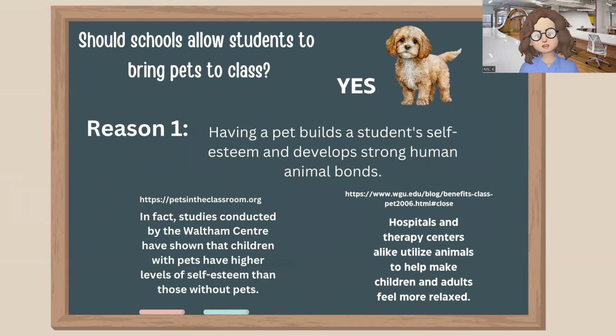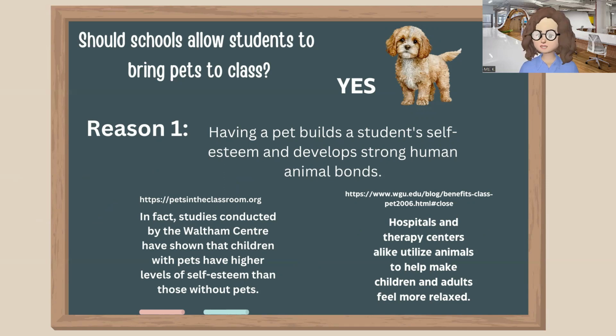So let's say that we chose yes. Should schools allow students to bring pets to class? Yes. So one reason we might say is having a pet builds a student's self-esteem and develops strong human-animal bonds. Okay, that might be a reason. Now we need evidence for why that's a good reason.